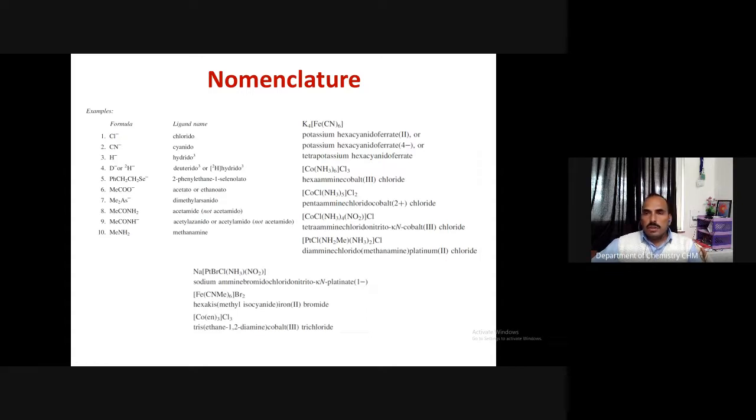If you cannot find out the oxidation state, then in that case it's okay to write the charge. So this is K4, that is, 4 minus charge.